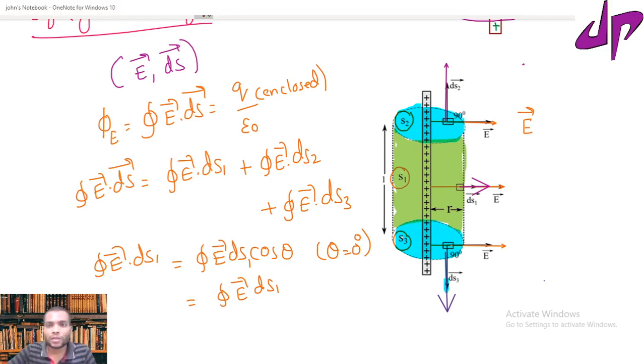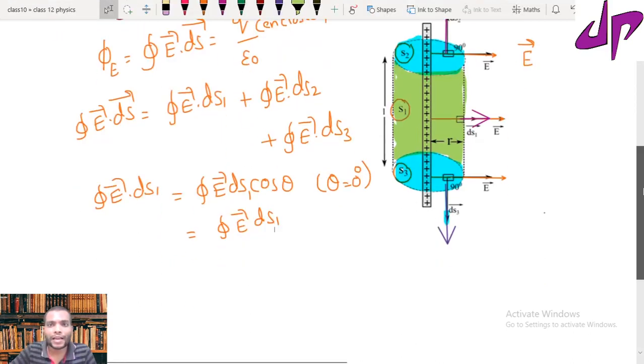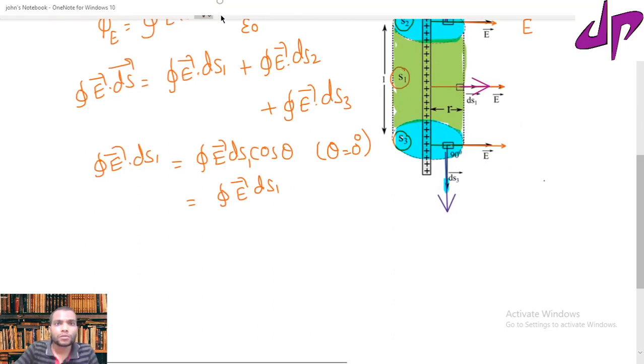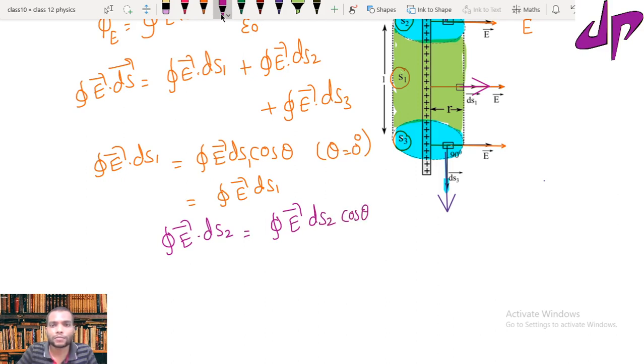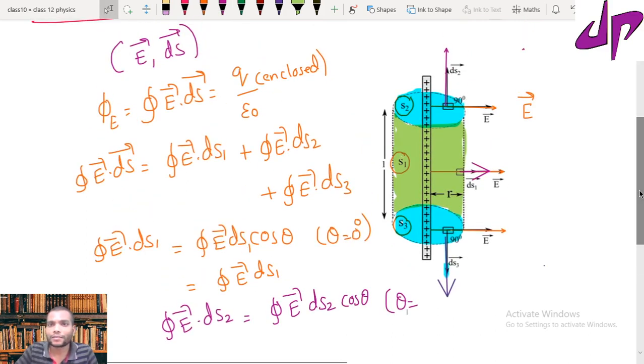But what about the surface S2? Suppose I find the closed integral of E bar dot ds2, which equals the closed integral of E ds2 cos theta. What is theta here? If you look at the area vector and the electric field vector, they are both perpendicular. So here theta equals 90 degrees.